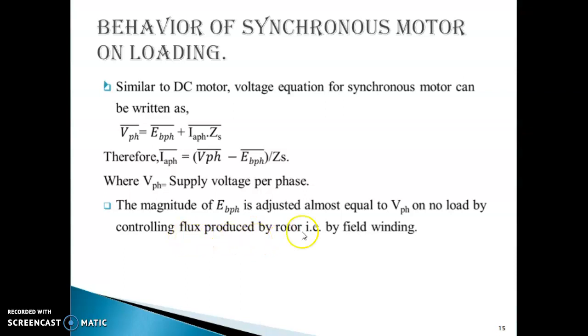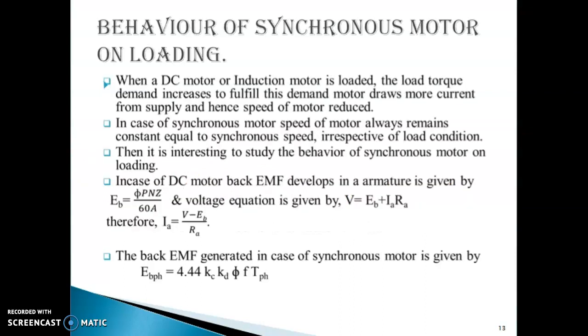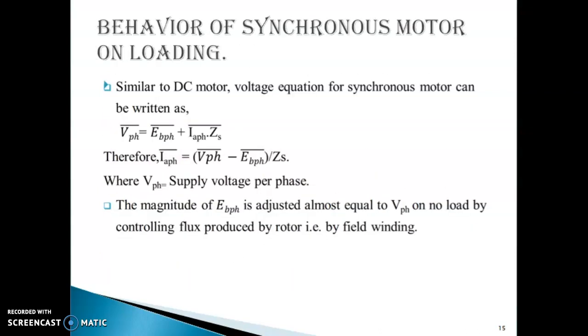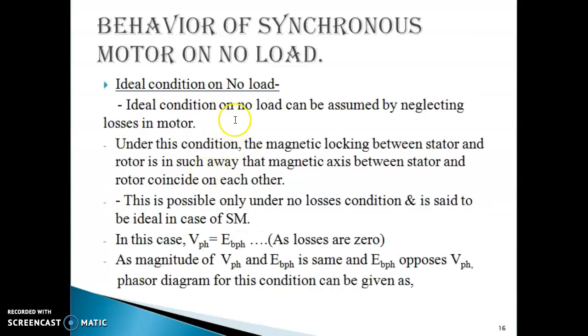Flux produced by the rotor, or that is by the field winding. So the excitation which we are giving to the field winding, that way we can control it, and we are maintaining the value of EBPH which equals VPH. So this is the whole discussion to understand the behavior of synchronous motor on loading. Now we will discuss the behavior of synchronous motor one by one with some cases.